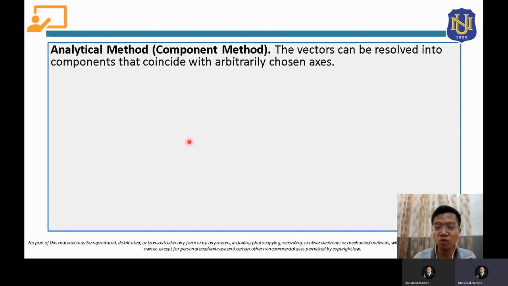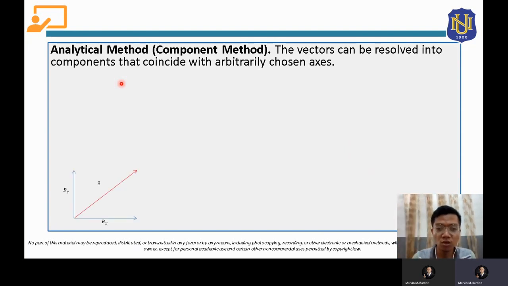What we're going to do here is resolve our forces into components. The components that we're talking about here are the horizontal and vertical components. Previously, the components that we talked about were the forces that make up the resultant. But here the components that we're talking about again are the x component or horizontal component and the y component or vertical component of the force.